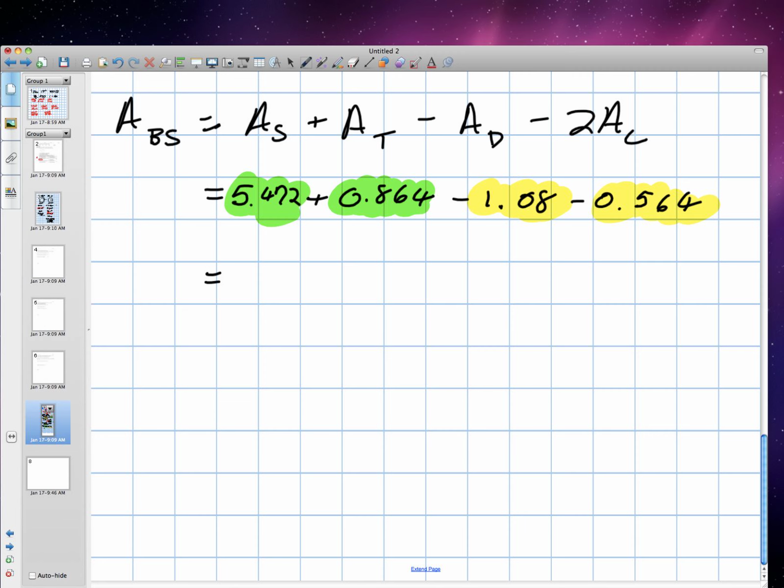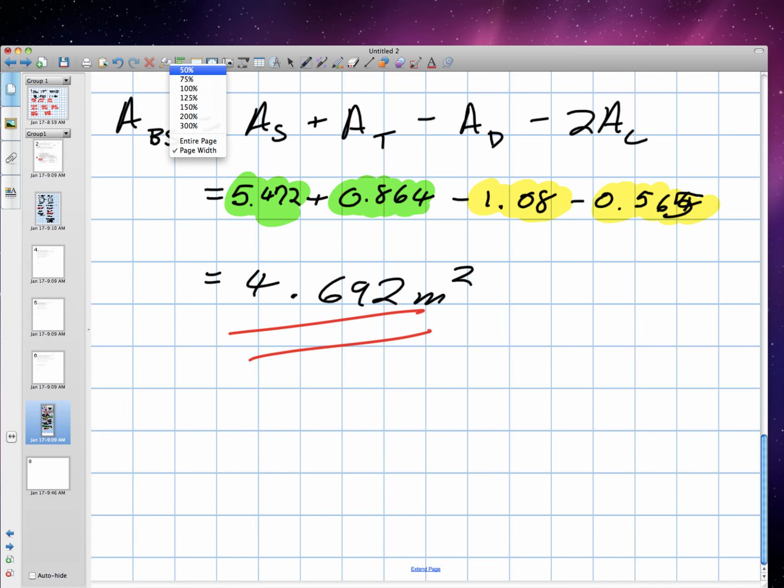5.472 plus 0.864, subtract 1.08, subtract 0.56. I think it was 6.5, wasn't it? It was 6.5. Is equal to, so 4.692 meters squared was the area of this shed. That was the final answer we were looking for. Okay. In-depth question, quite a lot to do there.